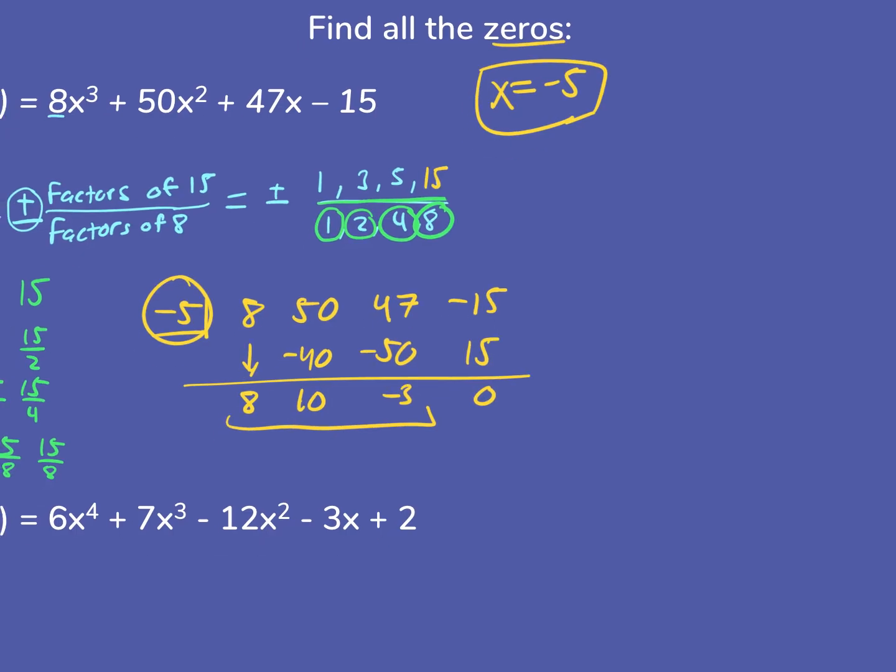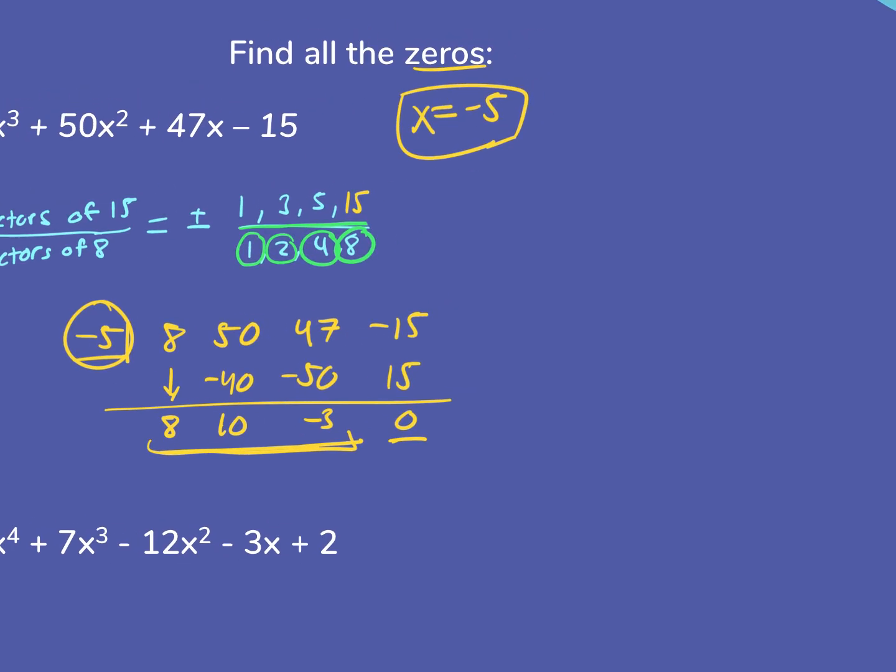Now remember, if there's a remainder of 0, that means this is our quotient, this is the rest of our factors. So then I can take 8 and put it in front of an x squared, 10 in front of an x, and then take the -3, and then set this equal to 0, right? Just because once we took out the x equals -5, this is what we have left over.